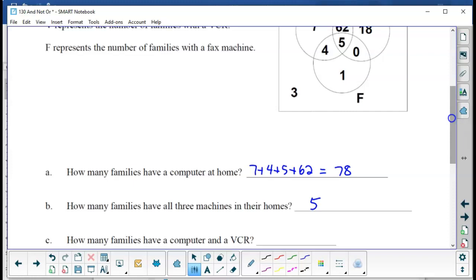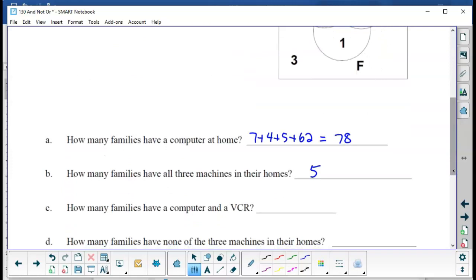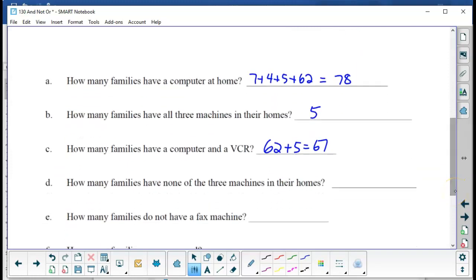How many families have a computer and a VCR? So that would be here. Now, be careful on this, a computer and VCR. You might think, oh, I'm not going to count the 5 here. Well, yeah, these 5 people have a computer and VCR. They also have a fax machine, but they do have both. So it's everything in the overlap of those 2 circles. So it's 62 plus 5, which is 67.